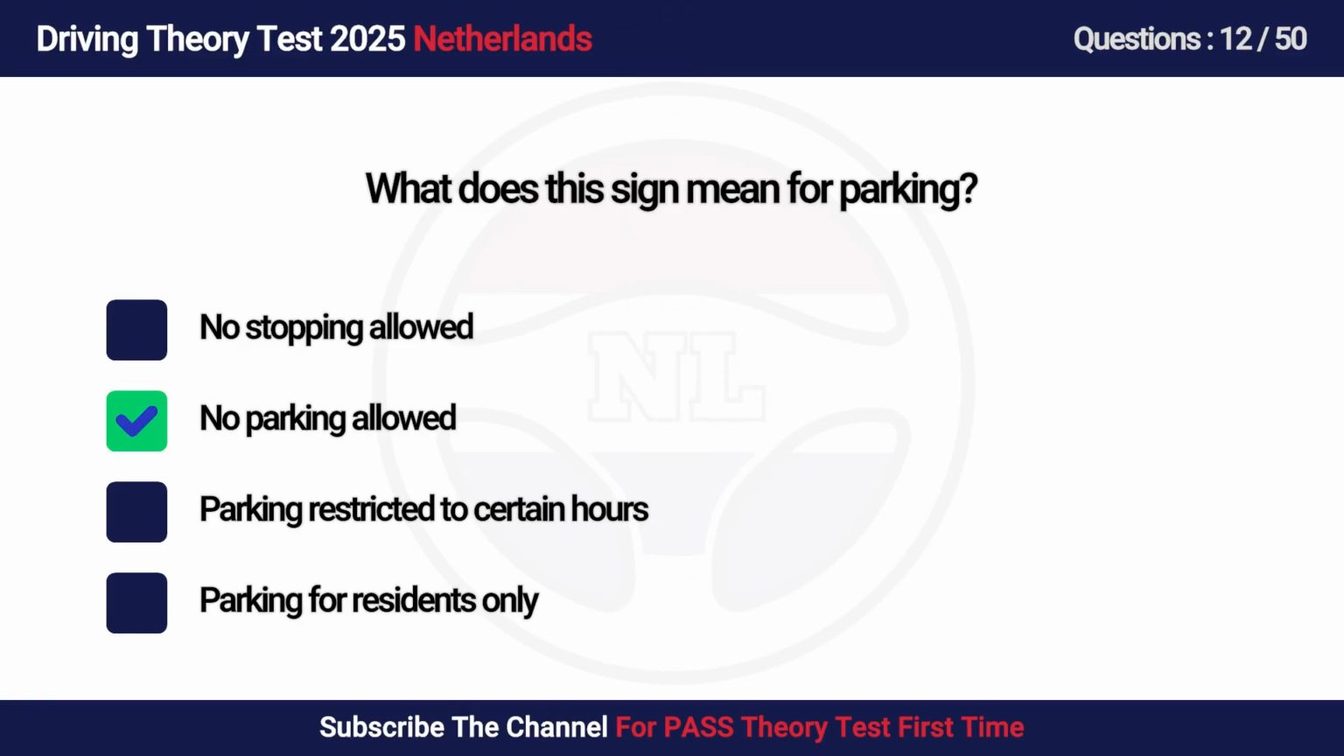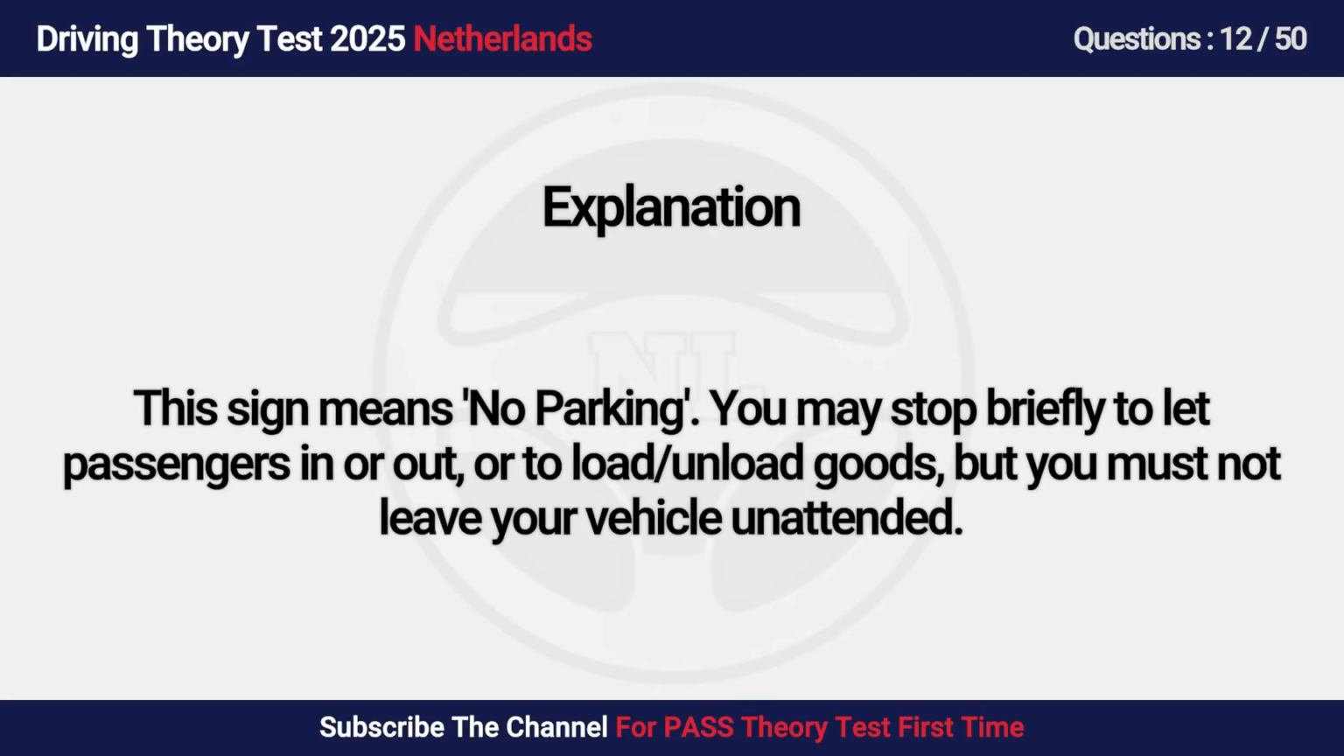Answer is B. No parking allowed. This sign means no parking. You may stop briefly to let passengers in or out or to load goods, but you must not leave your vehicle unattended.